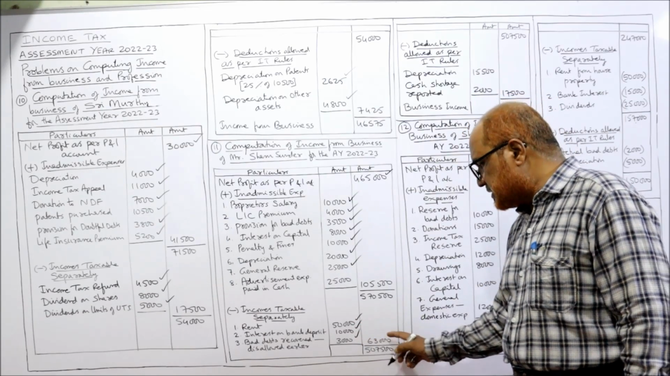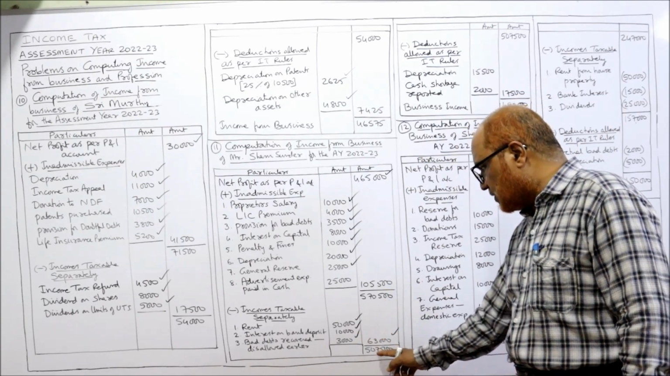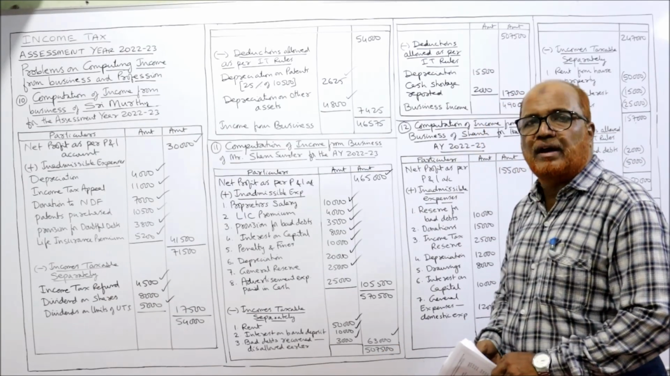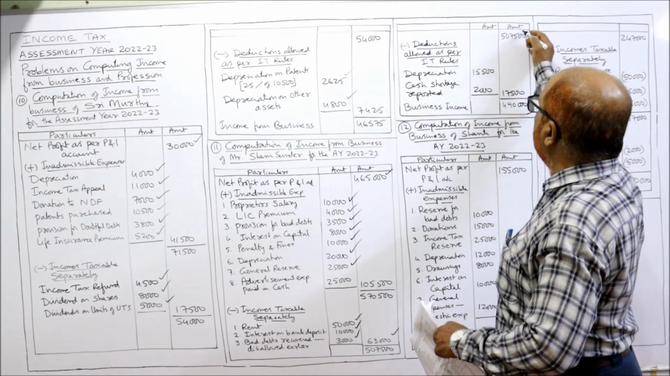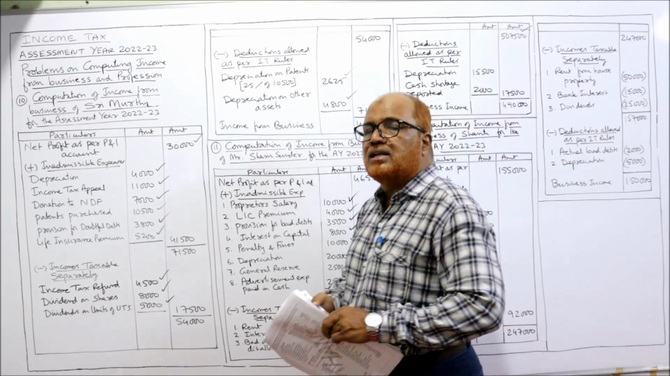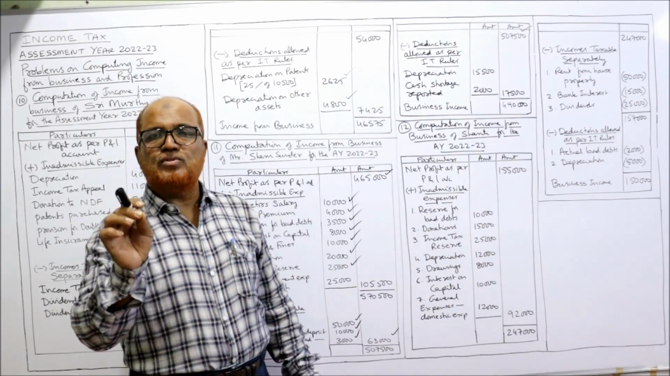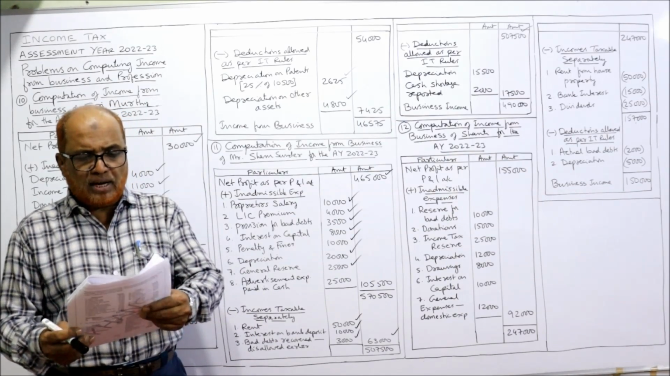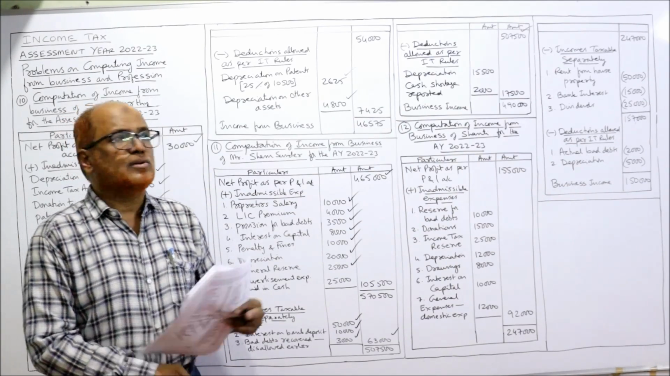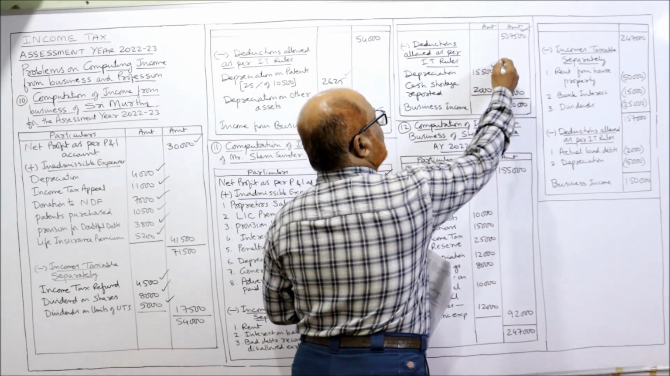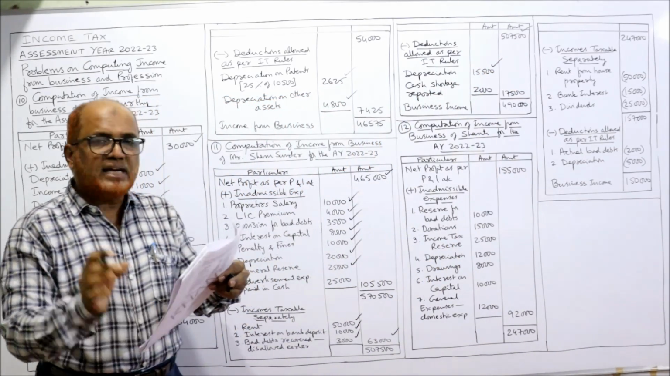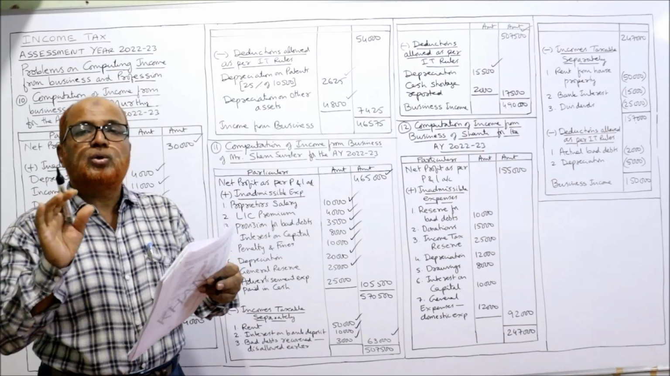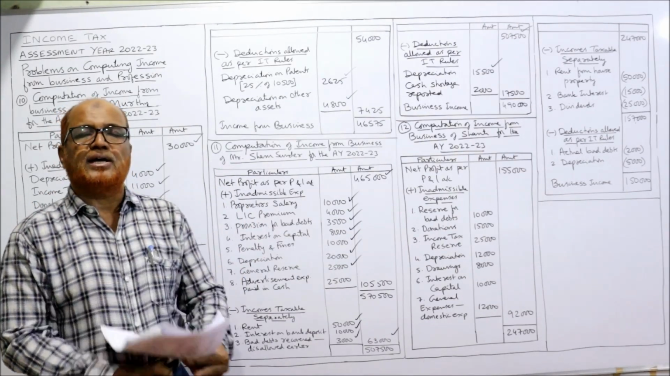So deduct 63,000, 5,07,500. After this 5,07,500, see the adjustments, the deductions which are allowed as per IT rules. Depreciation allowed as per IT rules 15,500. So depreciation 15,500 allowed. Advertisement expenses include 25,000 paid in cash.